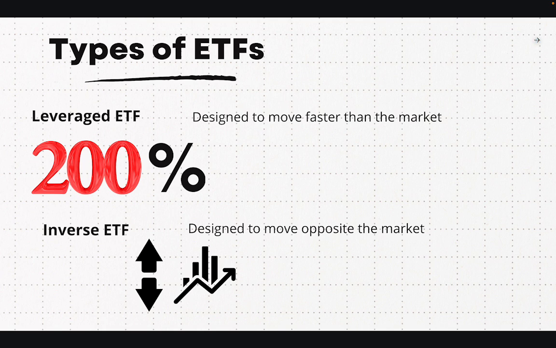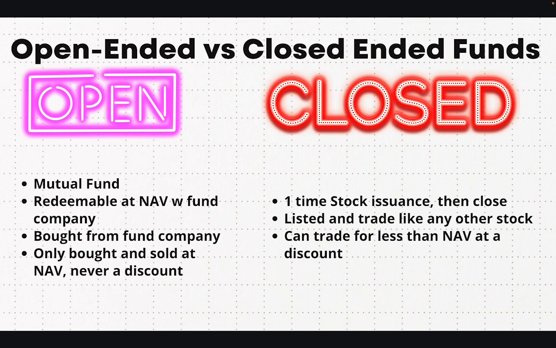There are types of ETFs. There are leveraged ETFs, which are designed to move faster than the market. And there are inverse ETFs, which are designed to move opposite the market. There are open-ended and closed-ended funds. We've already talked about these, but I want to go over them again.